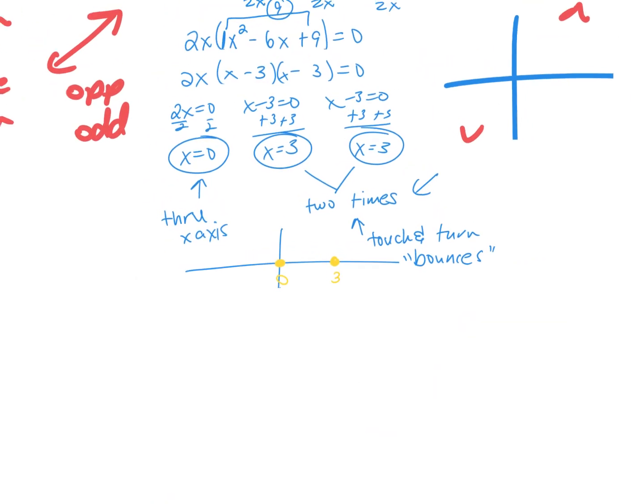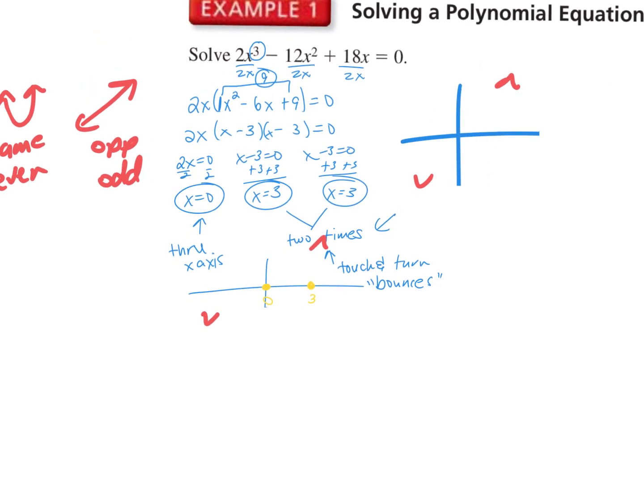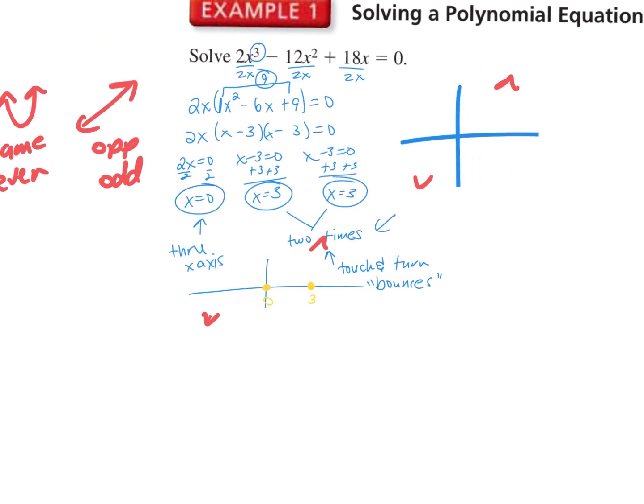So if you were going to graph this, you're down here and you're up here. Tell me what my graph is going to do when I come here from this arrow and I go to 0. Is it going to go through it, or is it going to touch it and turn? It's going to go through. So it's going to come here and go through the x-axis, goes up however high, and then what's it going to do when it comes back here to 3? It's going to touch and turn. It's going to bounce and go back up.